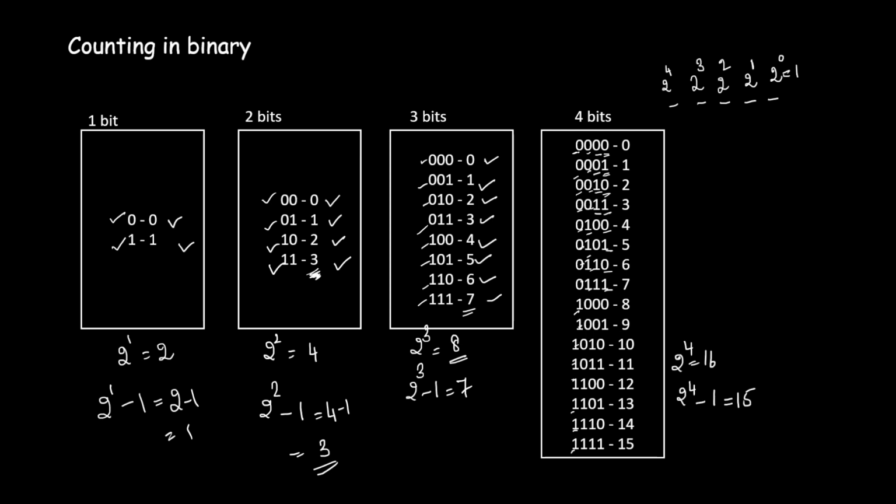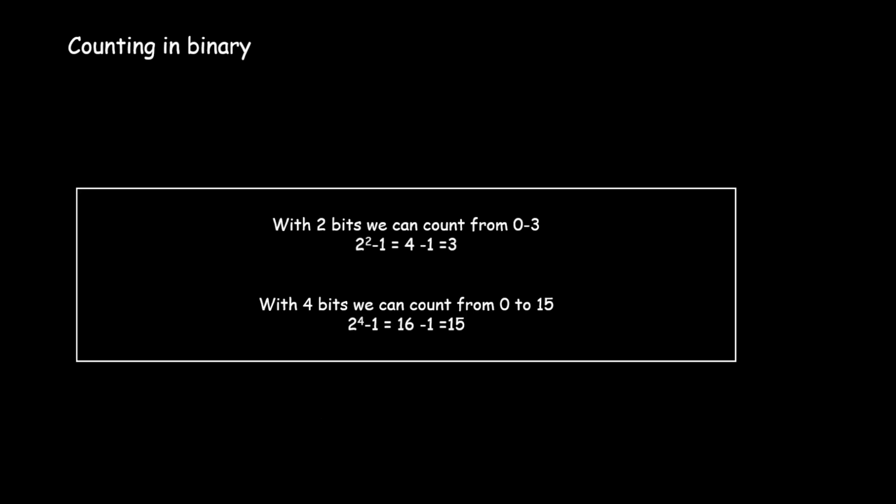Right? Okay. So depending on till what number you need to count or need to represent, you will decide the number of bits that is required. So to conclude, we can say with 2 bits we can count from 0 to 3, that is 2 to the power of 2 minus 1, which is equal to 4 minus 1, 3. With 4 bits we can count from 0 to 15.